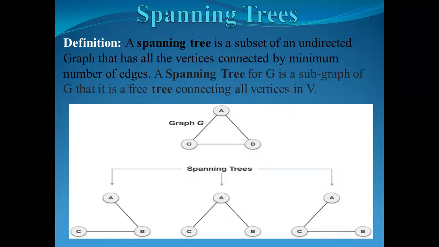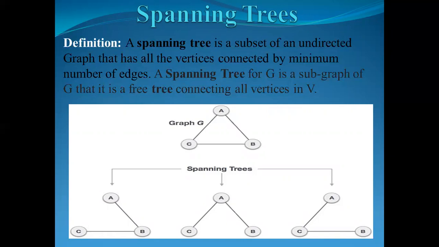4 power 4 minus 2 means 4 power 2, which is 16. So we can construct 16 possible spanning trees. In the triangle, we get only 3 possible spanning trees, because the number of nodes is the base and the power is the number of nodes minus 2. So 3 power 3 minus 2, that is 3 power 1.